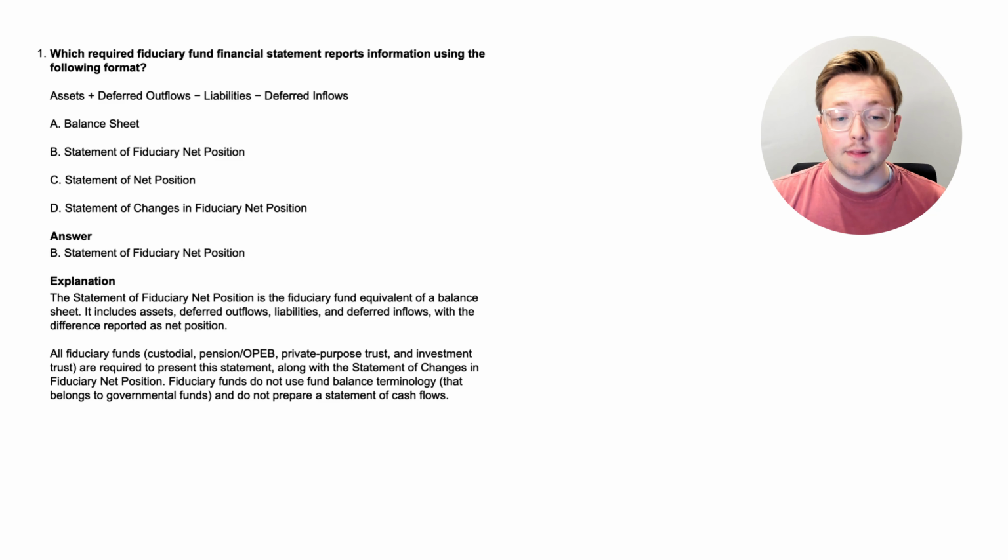So let's walk through this. The statement of fiduciary net position, so it's not just statement of net position, it's statement of fiduciary net position, is the fiduciary fund equivalent of a balance sheet. It includes assets, deferred outflows, liabilities, and deferred inflows, with the difference reported as net position. All fiduciary funds, so that's custodial, pension/OPEB, and we'll talk about that in one of the questions, private purpose trust, and investment trust, which, by the way, those are the 4 funds that are fiduciary funds. So again, custodial, pension, private purpose trust, and investment trust.